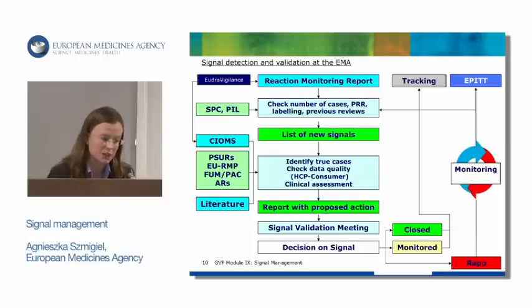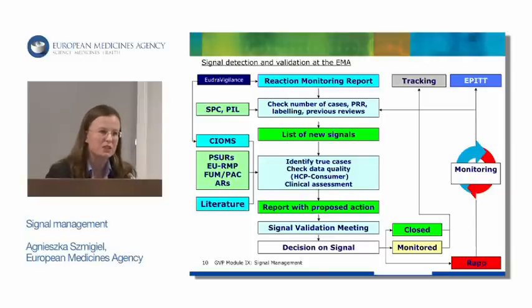Some level of clinical assessment is provided, and then towards the end of the process, a report with a proposed action is drafted, which is then brought to the signal validation meeting, where we are deciding on the outcome of the signal. So either it is closed, where the documentation available is not sufficient and there is no association between the reaction and the medicinal product. If the information is not sufficient yet, we decide that the signal is further monitored, or if we think that the signal is already validated, strong enough, we contact the relevant rapporteurs, and this is also tracked in EPITT.